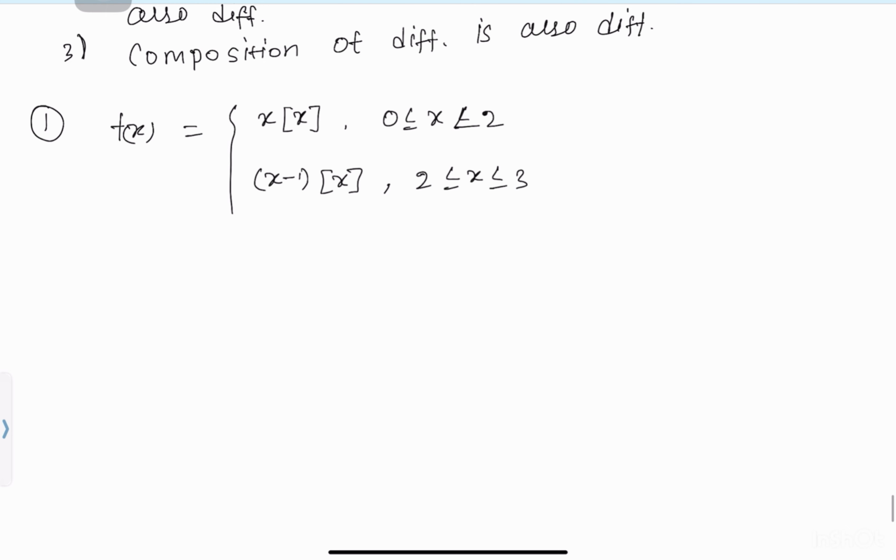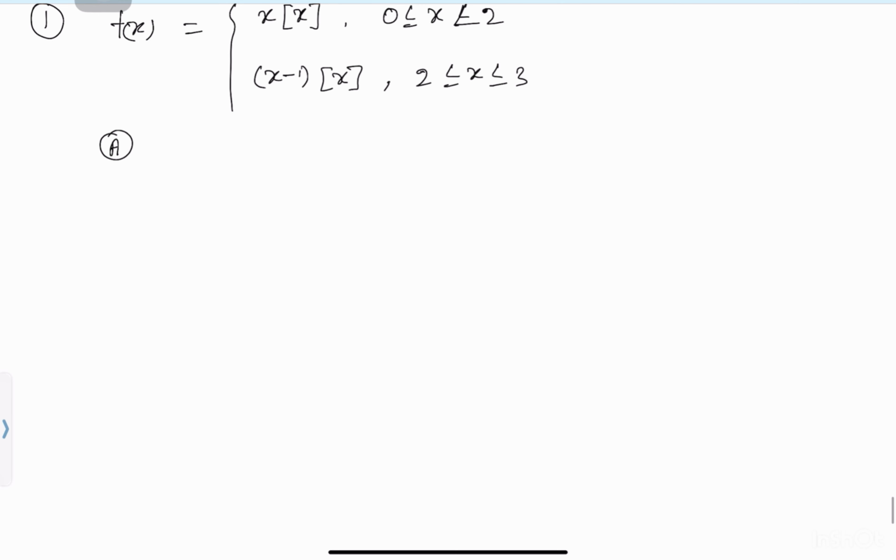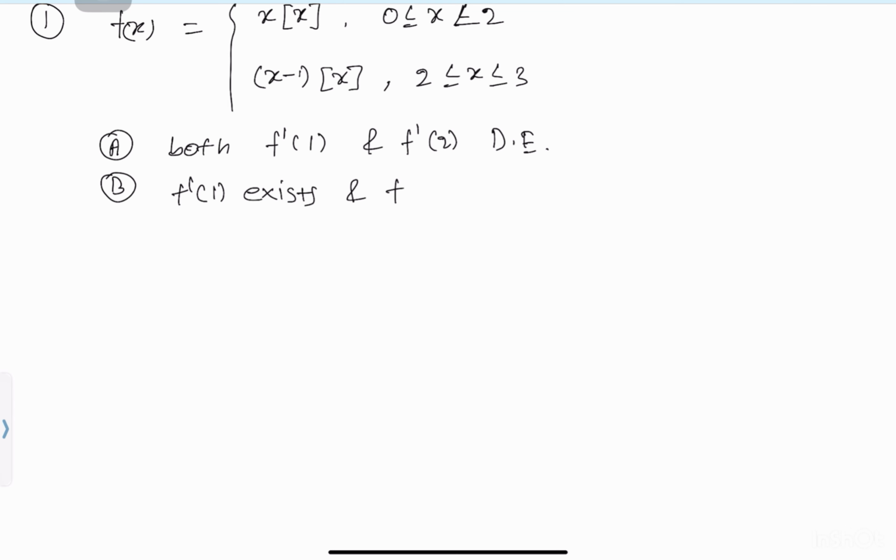Options are: first option, both f dash 1 and f dash 2 do not exist. Second option, f dash 1 exists but f dash 2 does not exist. Third option, f dash 2 exists but f dash 1 does not exist. Fourth option, both exist.